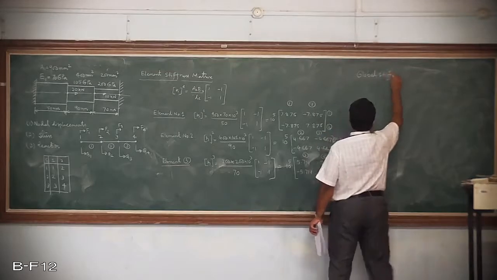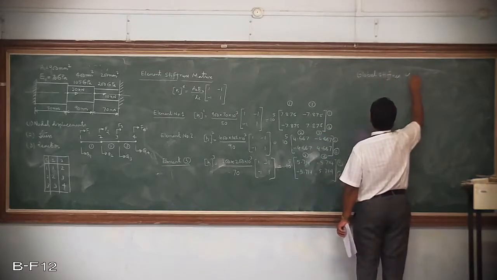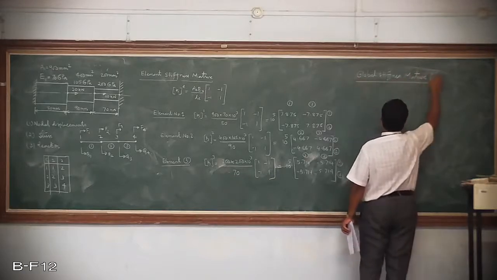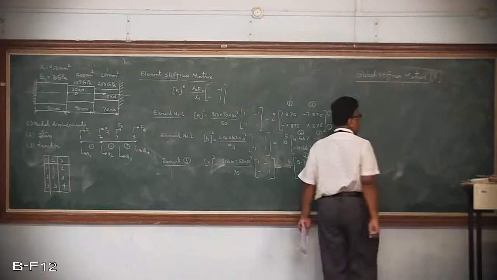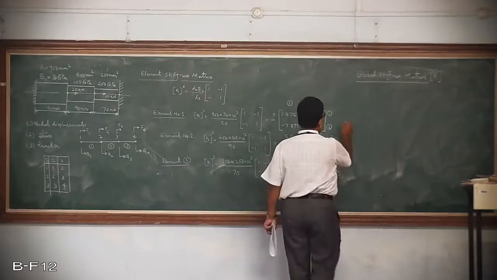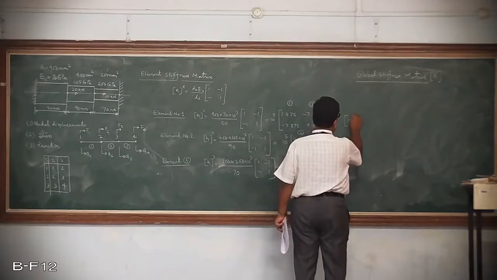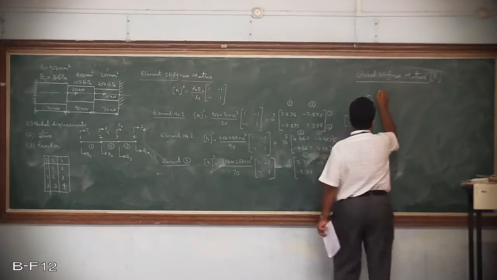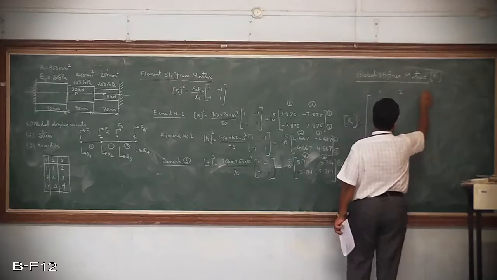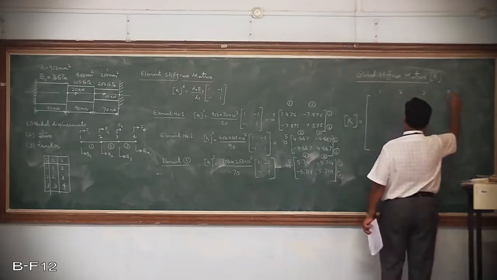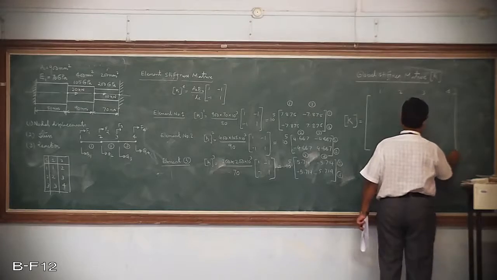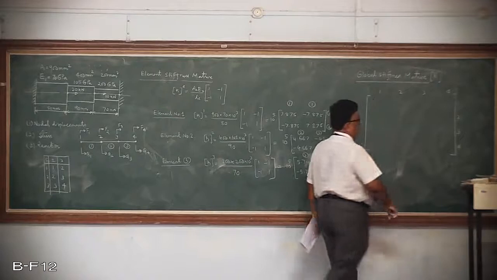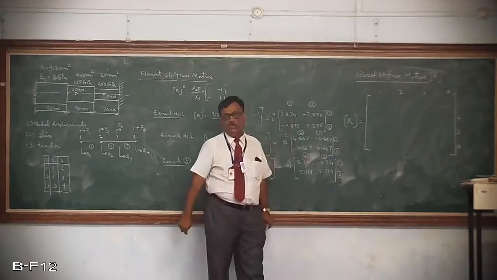Global stiffness matrix. If you write like this, this is the capital K. This is going to be called the global stiffness matrix. So if we write this here, this K is given by, it is going to be 1, 2, 3 and 4. This is going to be again here 1, 2, 3 and 4. This is going to be the element connectivity for the global stiffness matrix.